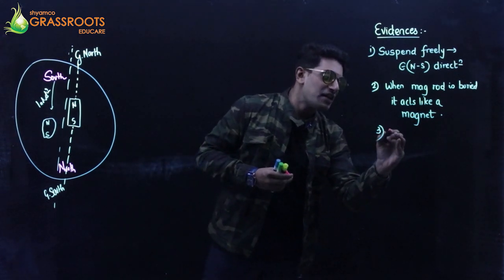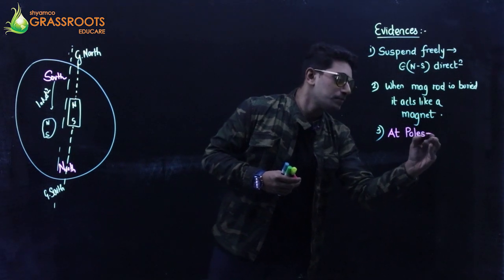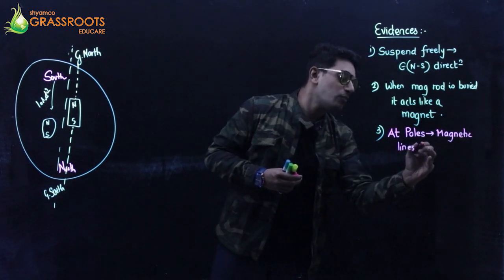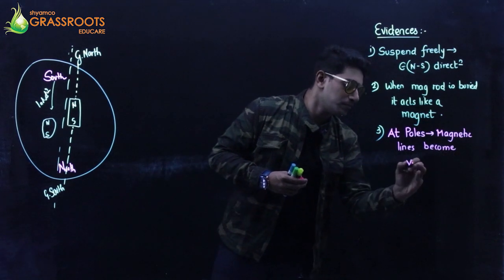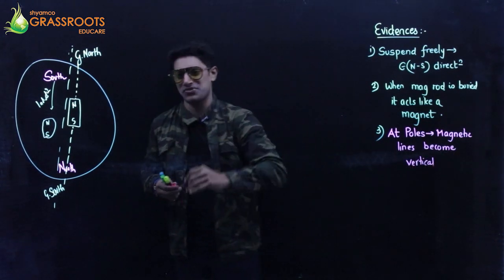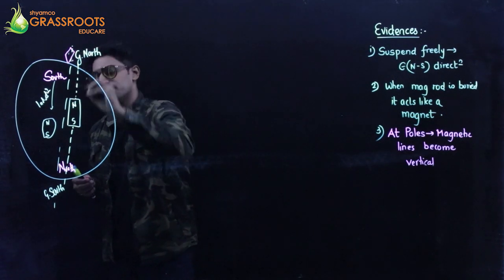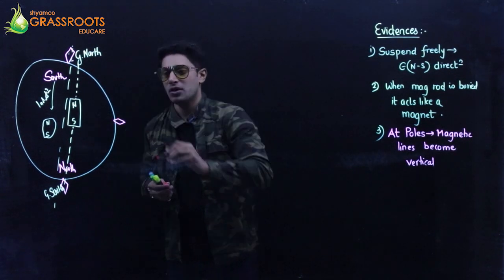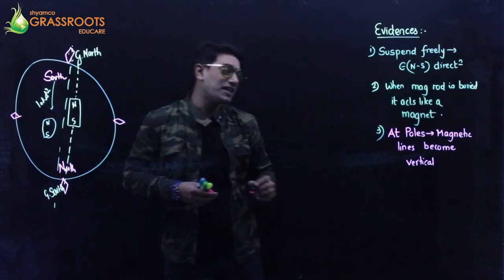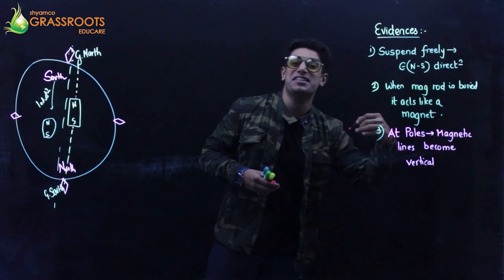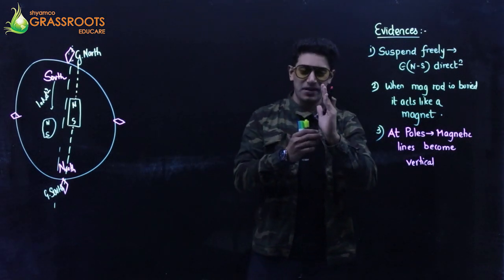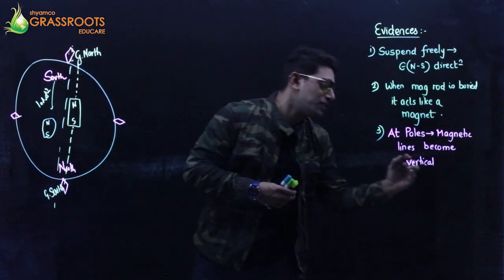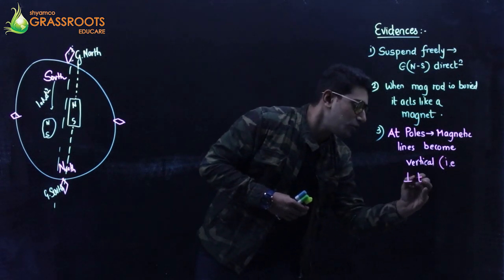Then one of my properties: at the poles, the magnetic field lines become vertical, or if you place a magnetic compass, it will be vertical at the poles. And at the equator, the magnetic compass will be horizontal. So at the poles, the magnetic lines or the magnetic compass become vertical. So can I say they are perpendicular to the surface, normal to the surface? That is perpendicular to the Earth's surface.